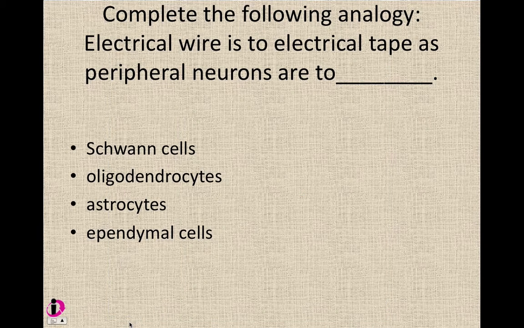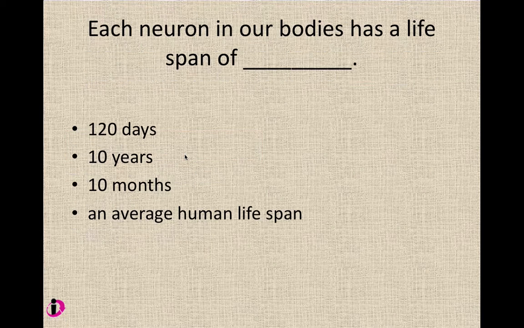Okay. So complete the following analogy. Electrical wire is to electrical tape as peripheral neurons are to, well, that would be the Schwann cells, because they are going to be the insulators. Okay, so it'll do what electrical tape does to electrical wire. Make sure that they contain that signal.